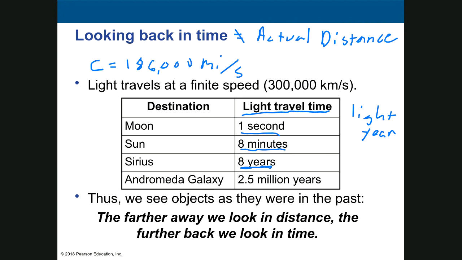But when we look at an object, any object, we look at it in the past. And the further away the object is, the further back in time we see it. All right? So I hope that made some sense. Are there any questions on that? On look back time? Okay, so it's an important concept that will get us through.